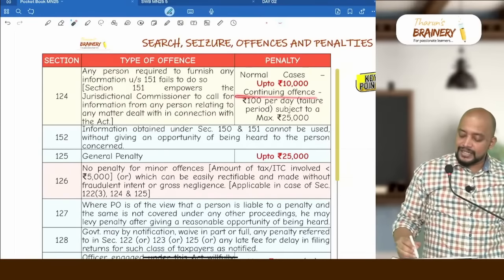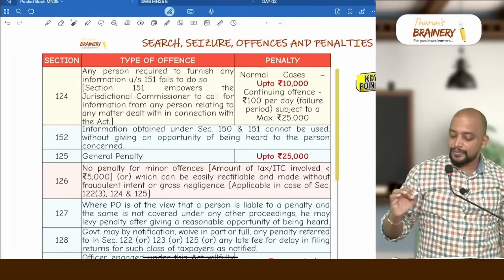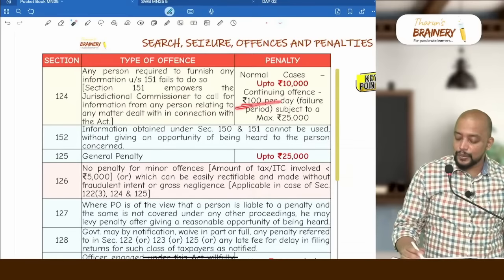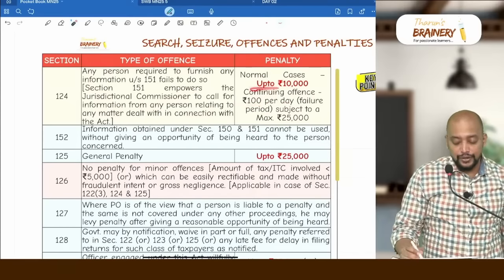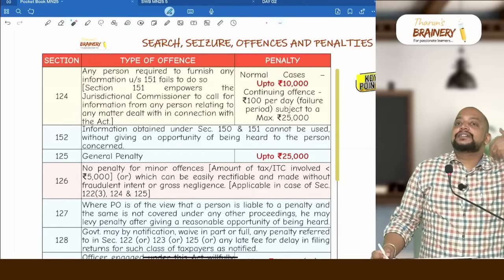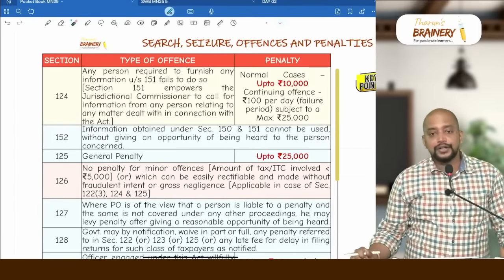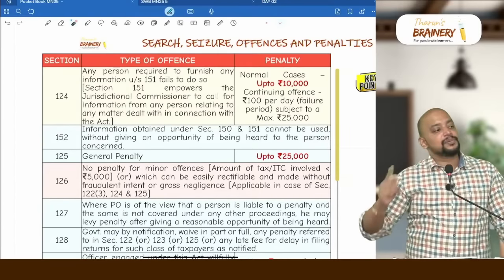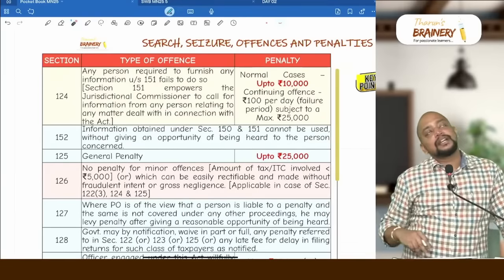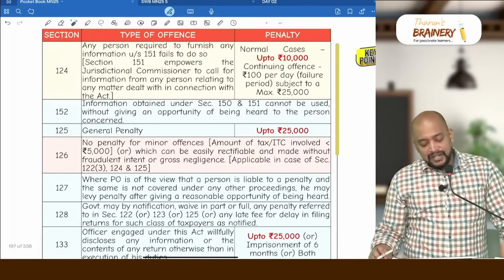So, continuing offence: 100 rupees per day for the failure period, subject to a maximum of 25,000. Be careful, it's a continuing offense, like that it is given. Don't just take 100 rupees per day, got it? So up to 10,000 also will be there, plus, for example, if the delay is 100 days, 10,000 plus 100 into 100, what is that? 100 into 100, 10,000. So 10,000 plus 10,000, 20,000. This is under the CGST Act. The same penalty will be there under the SGST Act also, but the maximum will be 25,000.